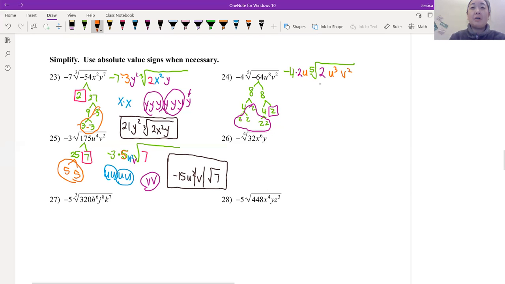Again, I didn't look at the negative. See, this is why I need to check, right? So we're going to pull out, just like how we did over here, that negative. So that's going to be the negative there. So these are all -2's. All right. So there we go. And so the final answer is -4 times -2, which is positive 8u, 5th root of 2u cubed v squared. I don't need to worry about absolute values because this is an odd root.